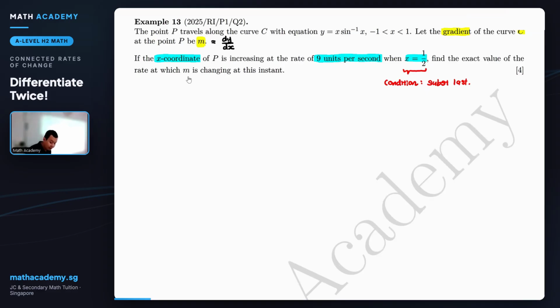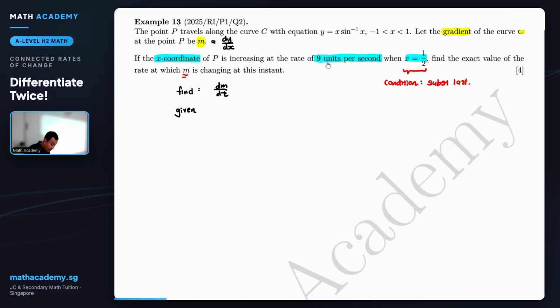What do we want to find? Find the exact rate of change of m at that instant. So can we write down what I want to find first? I want to find dm dt. Okay, but a little bit complicated because m is actually dy dx. So that's the complicated part. M is actually dy dx.